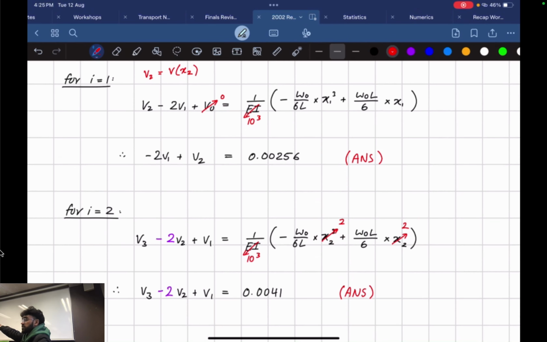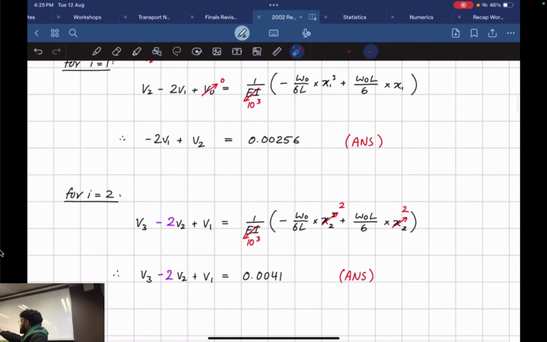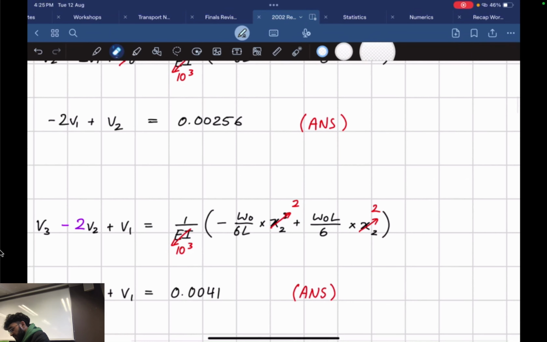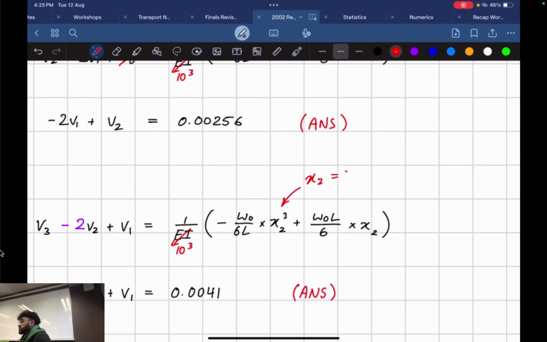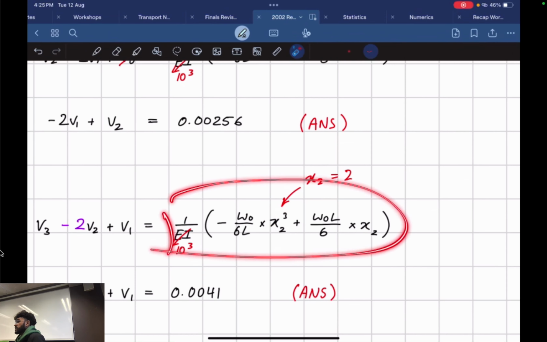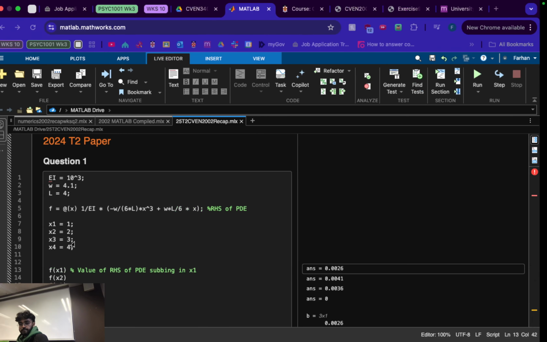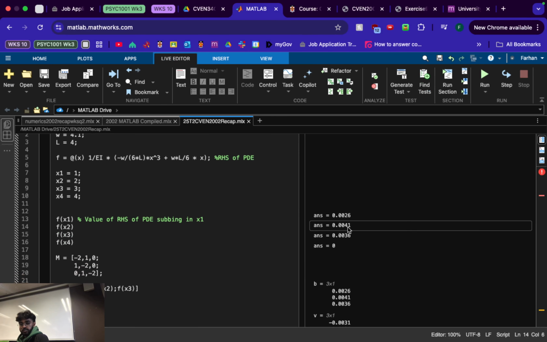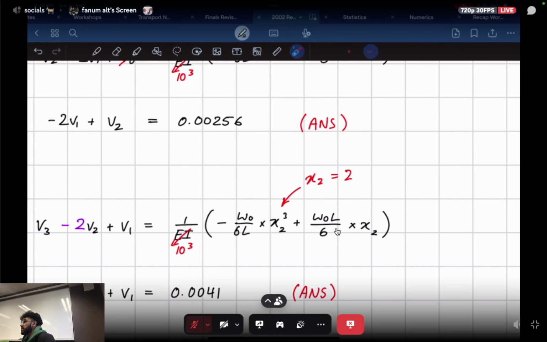So for i equals 2, I'm going to do this exact same thing. So I've got v3 minus v2 plus v1. And on this right hand side, I'm going to sub in x2 is equal to 2. So x2 is equal to 2, which means we can actually find the value of this right hand side. And I'm going to do it using MATLAB again. So f of x2, you get 0.0041. Make sense? Or you can just do it in your calculator by hand, which is what I did.